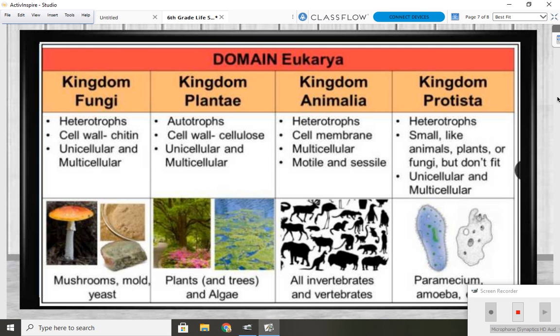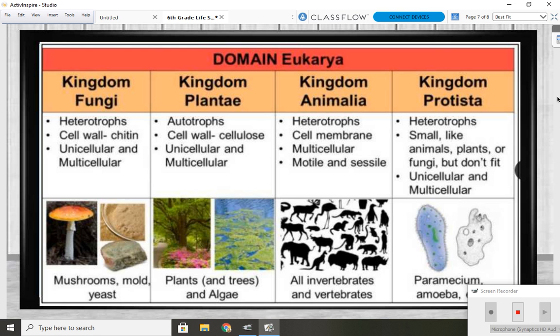Then we have the kingdom Animalia, which is our animals. Heterotrophs, they have to eat to obtain their energy. That is the difference between the autotroph and the heterotrophs. I don't think I clarified that yet. An autotroph can create their own energy. Heterotrophs have to obtain their energy by consuming something.